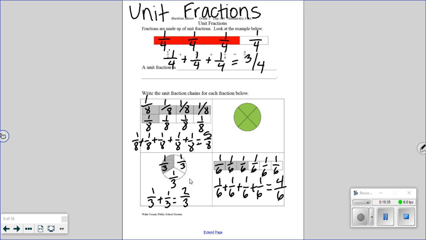So this piece, Bowen, is worth what? 1/4. Cole, what about this piece down here? What is it worth? 1/4. What about this piece? 1/4. Hey, but what about this piece? 1/4.